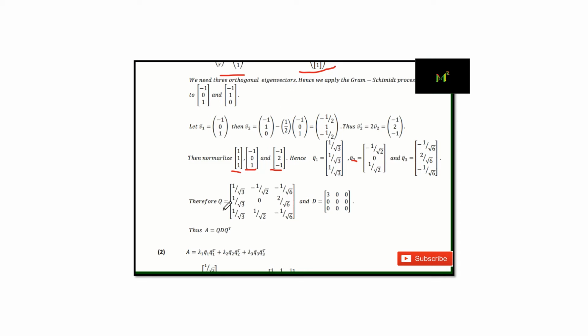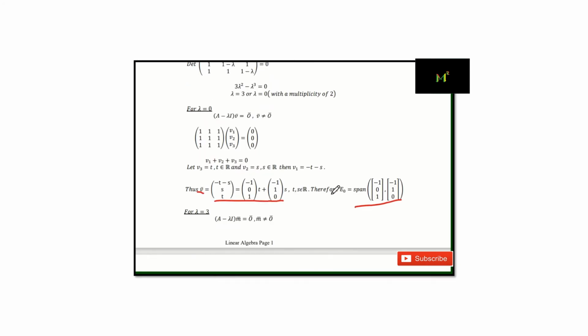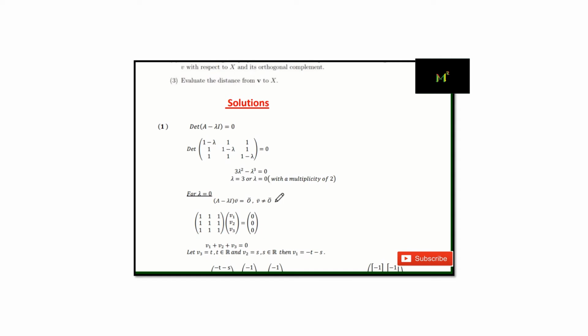Matrix Q is basically q1, q2, and q3. So this column is q1, this one is q2, and this one is q3. And matrix D is just a diagonal matrix which is made up of your eigenvalues. Remember, these were our eigenvalues, where we had 3 and 2 zeros. It has a multiplicity of 2.